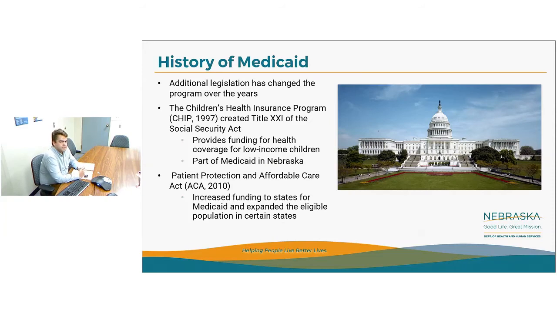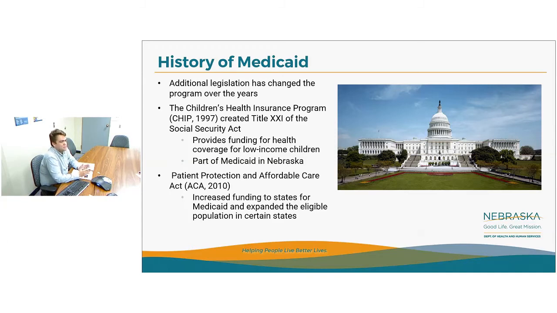So since the 60s, Medicaid has changed somewhat. There's been additional legislation created to change the program over the years. One of the biggest changes was the Children's Health Insurance Program. That was created in 1997. That's Title 21 of the Social Security Act. That provides health coverage for low-income children.